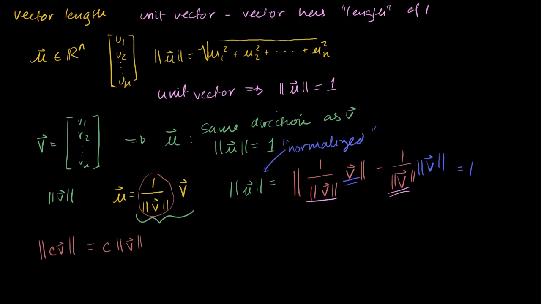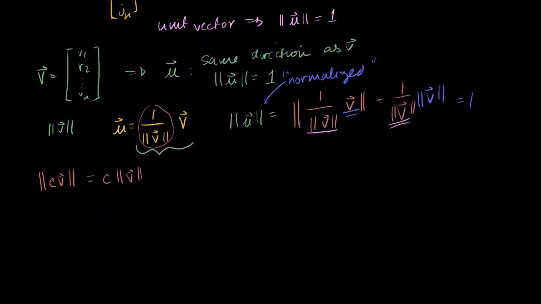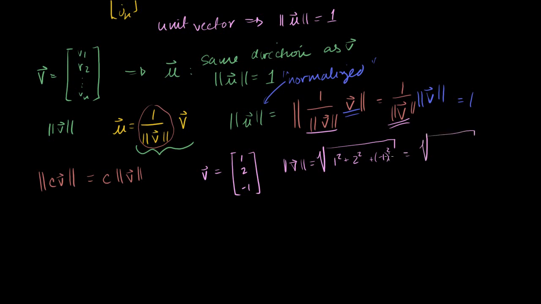Let me do an example just to make sure you get the idea. Let's say I have some vector v in R3. Let's say it's 1, 2, minus 1. What is the length of v? The length of v is equal to the square root of 1 squared plus 2 squared plus minus 1 squared, and that is equal to the square root of what? 1 plus 4 plus 1, square root of 6.